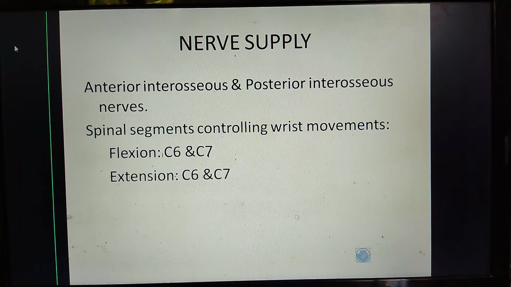The anterior interosseous and posterior interosseous nerves: the anterior interosseous nerve is a branch of the median nerve, and the posterior interosseous nerve is the deep branch of the radial nerve. These nerves give the nerve supply to the wrist joint, and the C6 and C7 spinal segments control the flexion and the extension movements of the wrist joint.